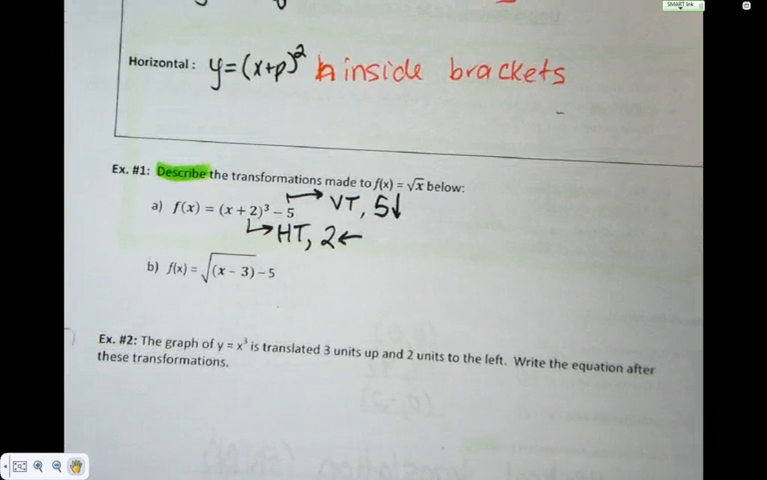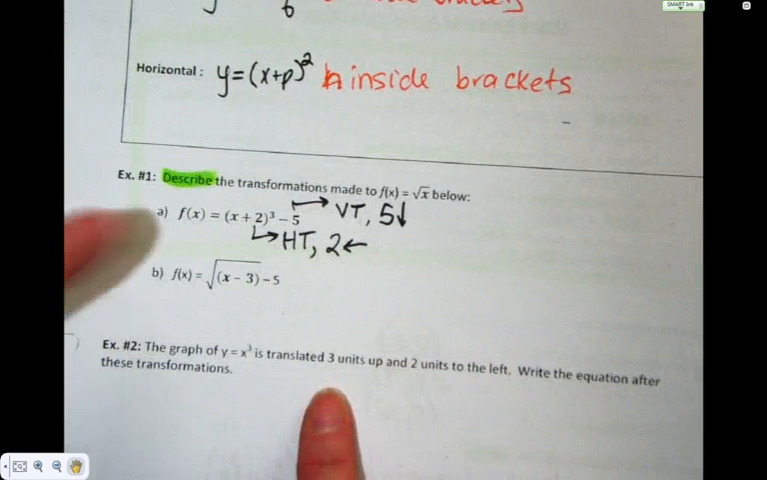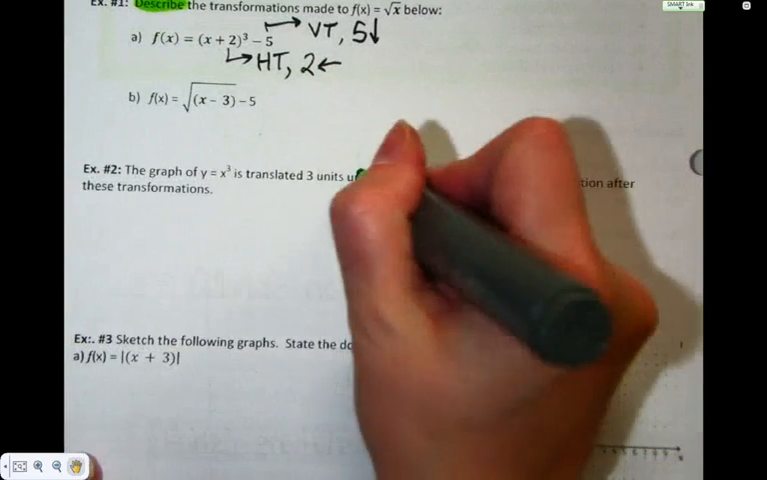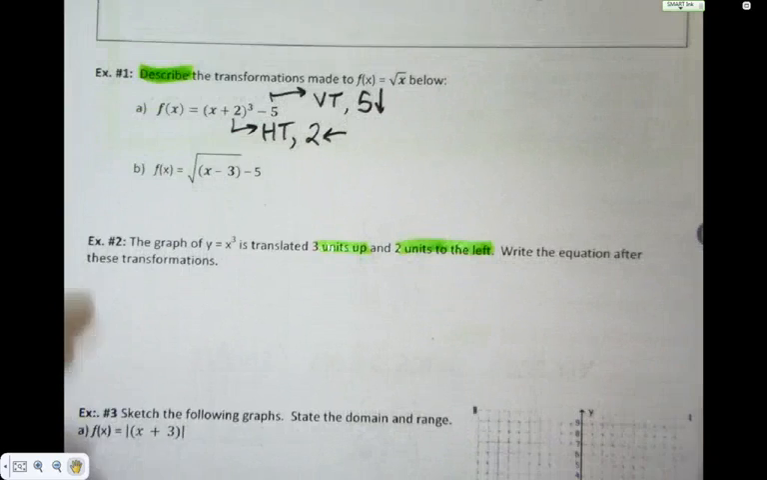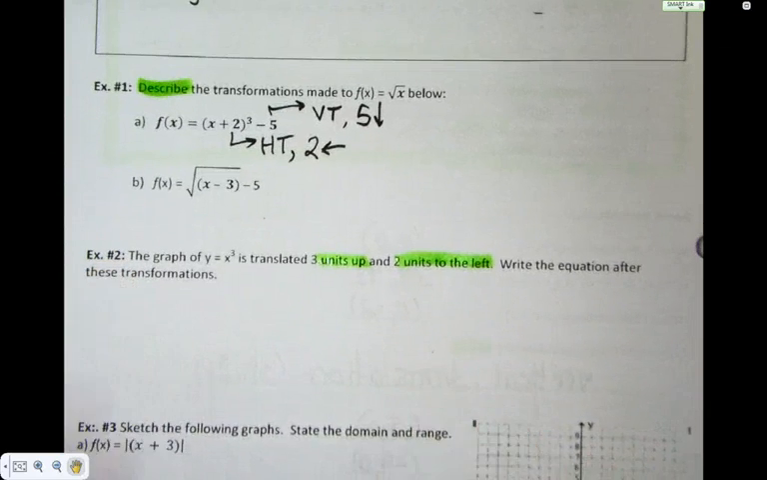Now we're going to go backwards. Here's the description. I want you to give me an equation like this. Okay, so it's told us 3 units up, 2 units to the left. Oh, I totally forgot B. Yes, I was so excited. Let's do B. How about that?